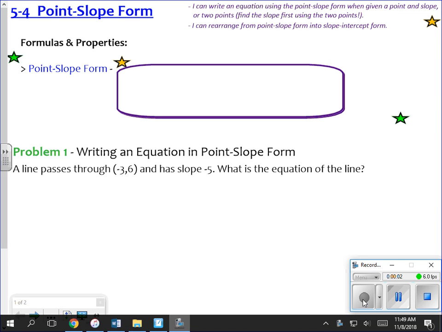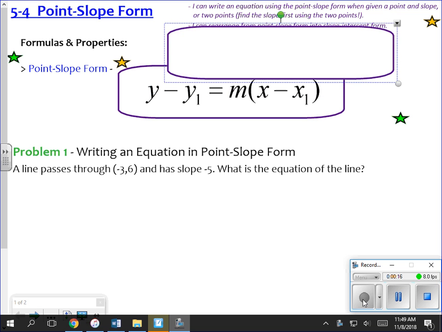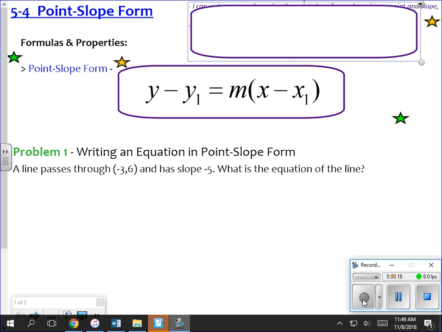Okay, so we've been working with lines. Last week we did slope-intercept, y equals mx plus b. Today we are doing point-slope form. I actually think point-slope form is the best for writing an equation of a line. And here is point-slope form.